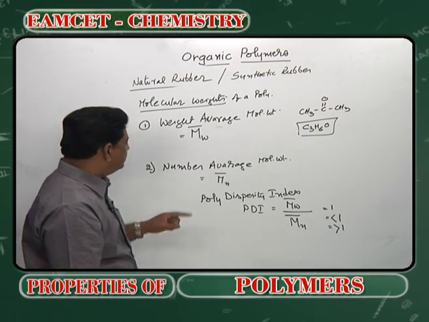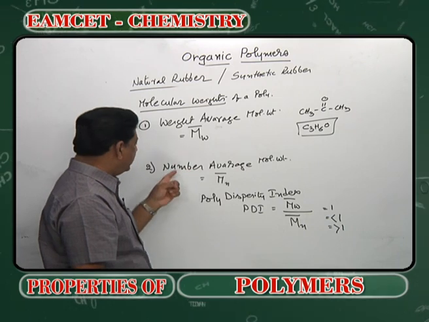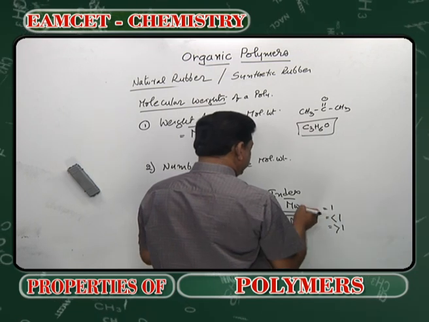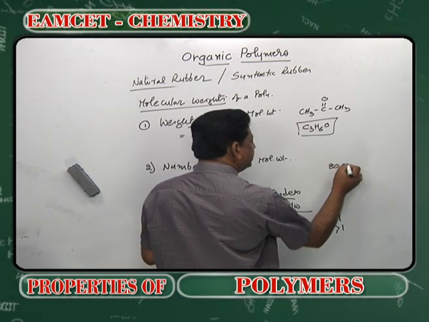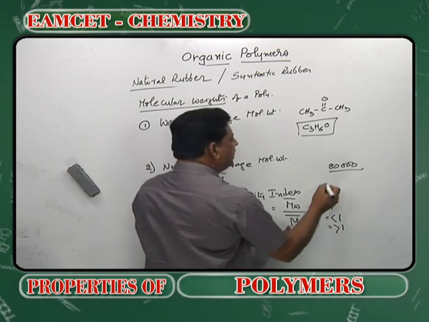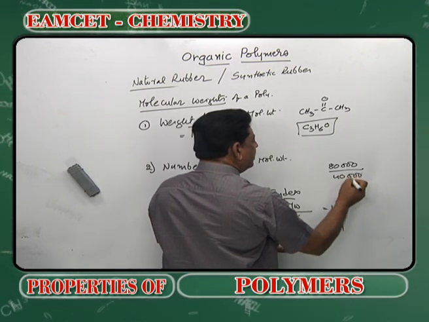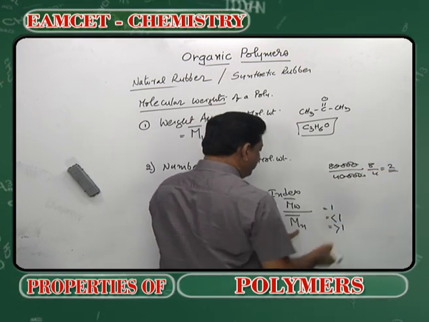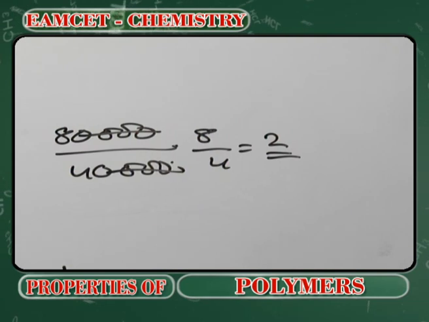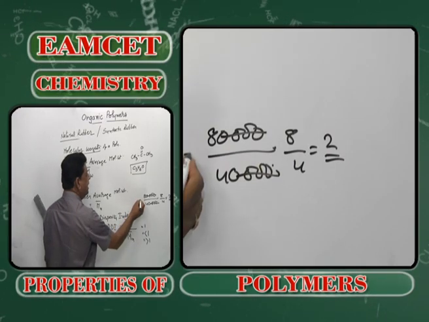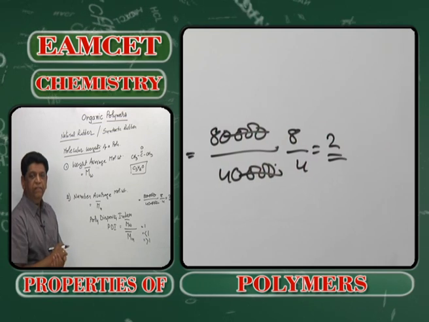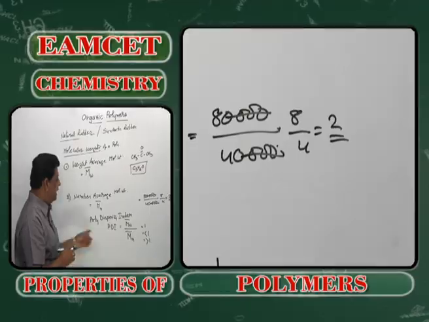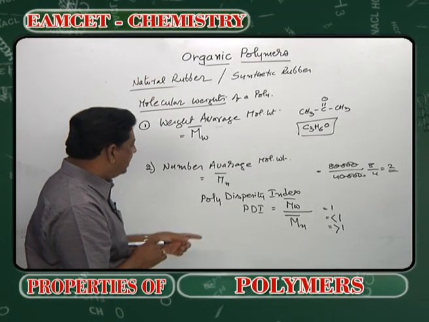Sometimes the weight average molecular weight comes as 80,000, let us say, and the number average molecular weight you are getting 40,000, then if you divide it, 8 by 4, that comes to 2. So, the value will be more than 1, isn't it? So, whenever you get a PDI more than 1, it shows the difference between the subsequent molecules will be more. That means variation in the polymerization is there, that point you can derive. This is called PDI value.